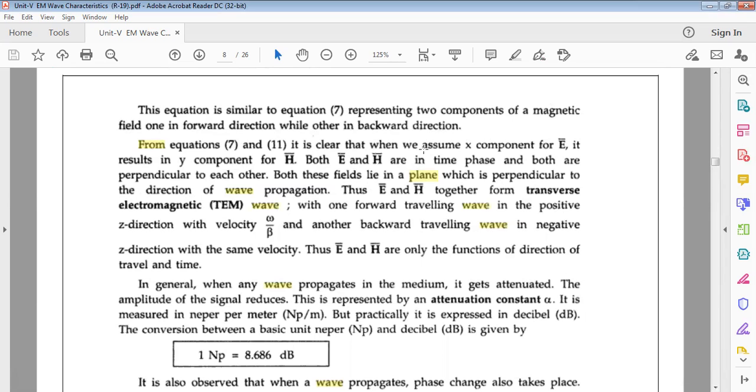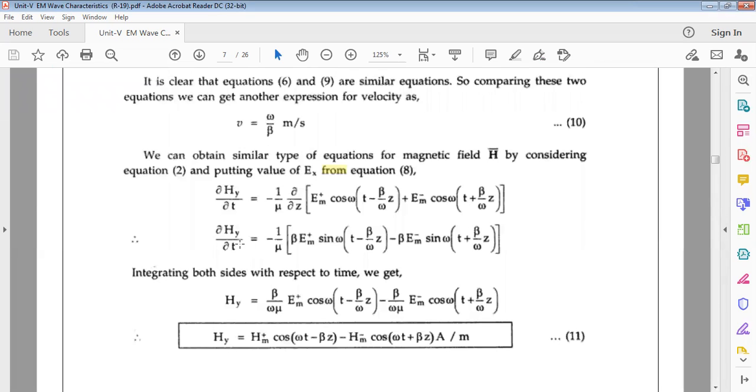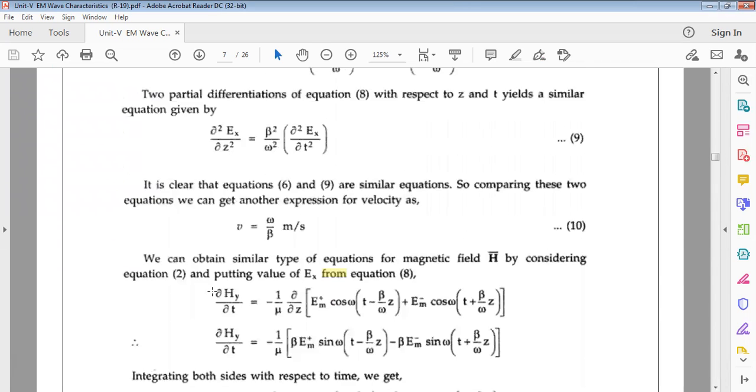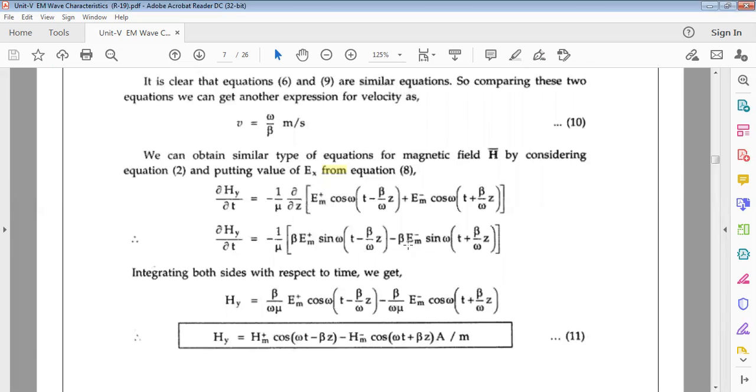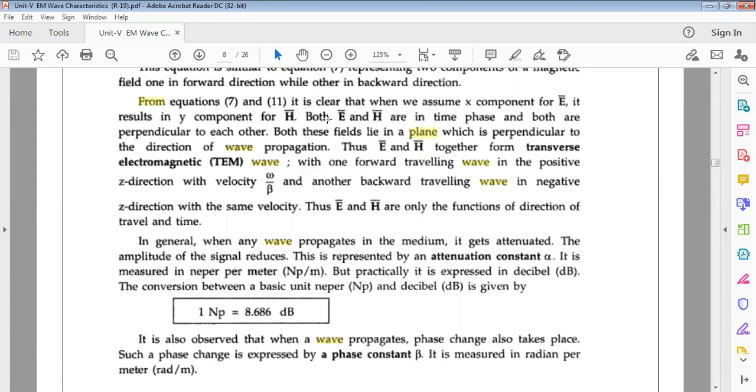Okay. It is clear that when we assume the X component for E bar, it results in the Y component for H bar. See here, for E bar the X component is Ex and for H bar the Y component is Hy. Both E bar and H bar are in time phase and both are perpendicular to each other. When E is in the X direction, H is in the Y direction, meaning both are in perpendicular directions. Both these fields lie in a plane which is perpendicular to the direction of wave propagation.